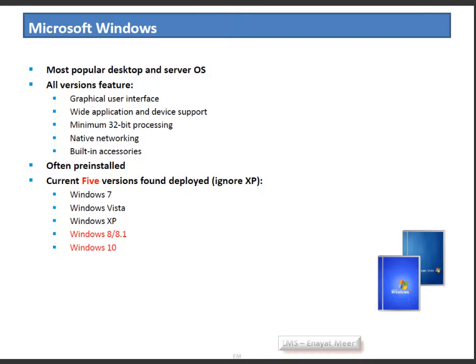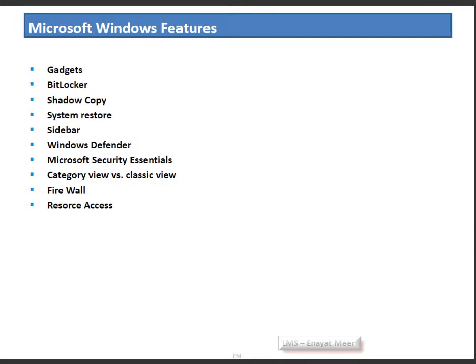You have a graphical user interface, wide applications and device support, minimum 32-bit processing, native networking, built-in accessories, and often pre-installed when you purchase a computer. Currently five versions are found deployed; ignore XP at this time, but I do have it in my list right now: Windows Vista, then Windows 7, with XP as the previous version. We have now Windows 8 or Windows 8.1, Windows 10, and I will demo a few things here.